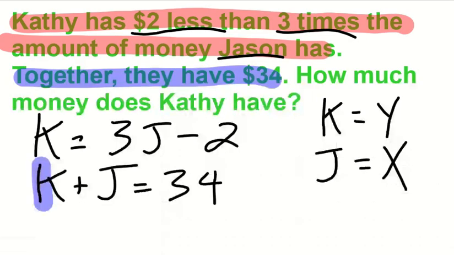The other way you can look at it, once we got 9 and 25, Kathy has more than Jason, right? If we're taking Jason's and multiplying it by 3, Kathy's going to have more money than him. So Kathy's got to be the higher one.